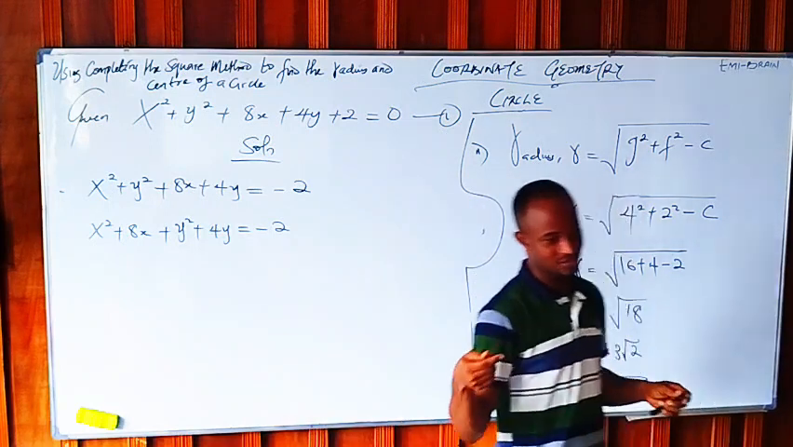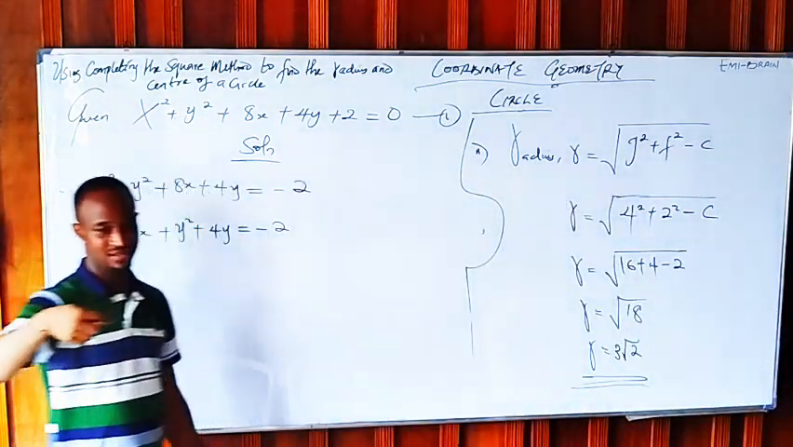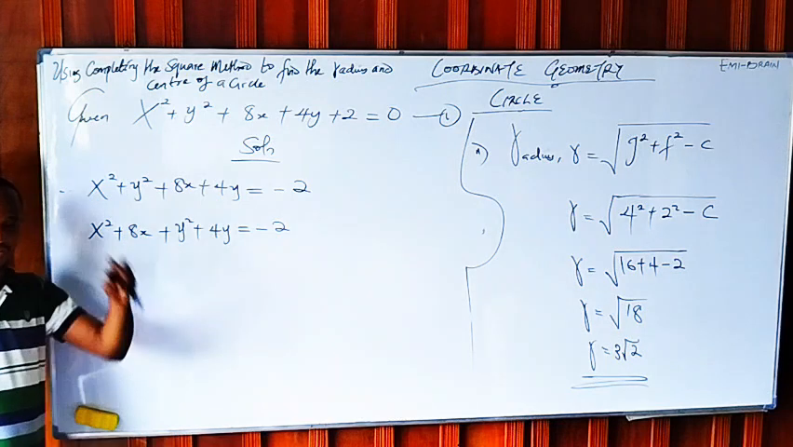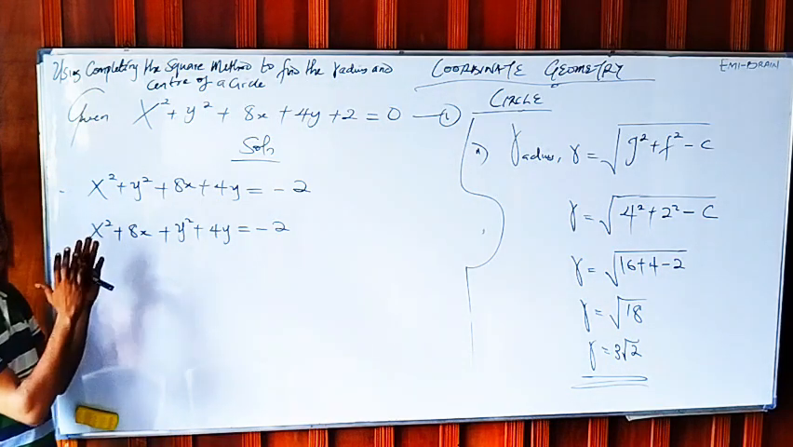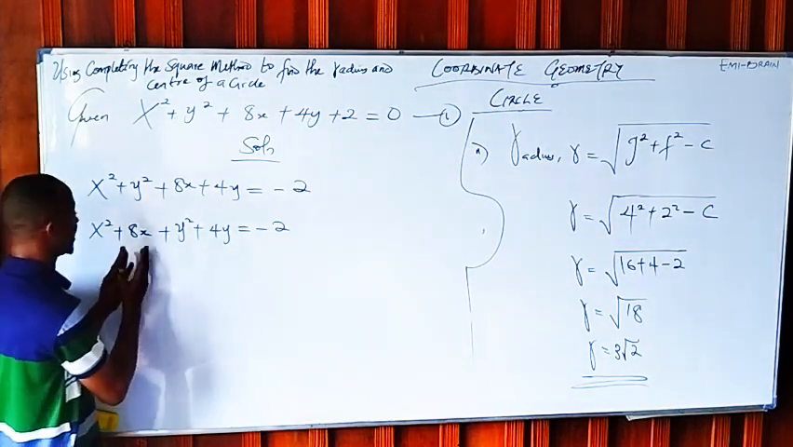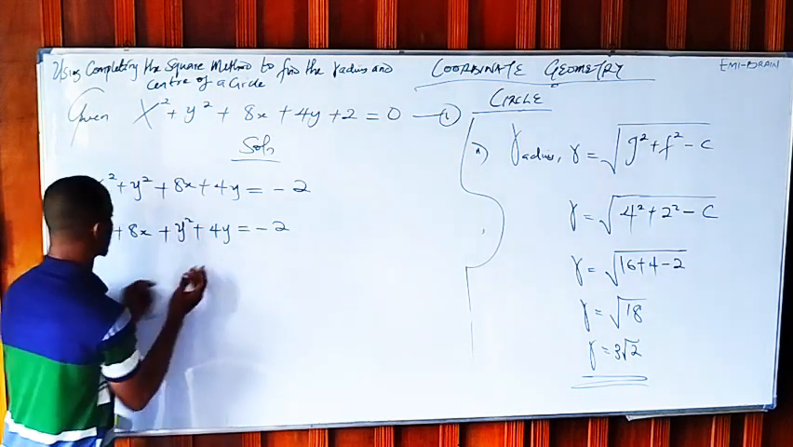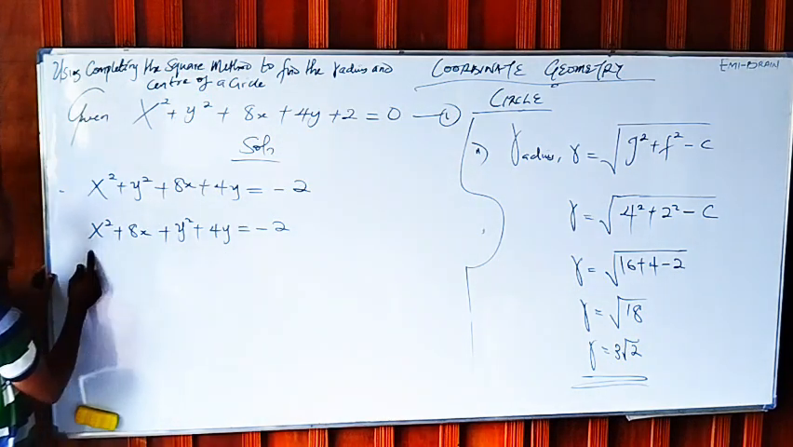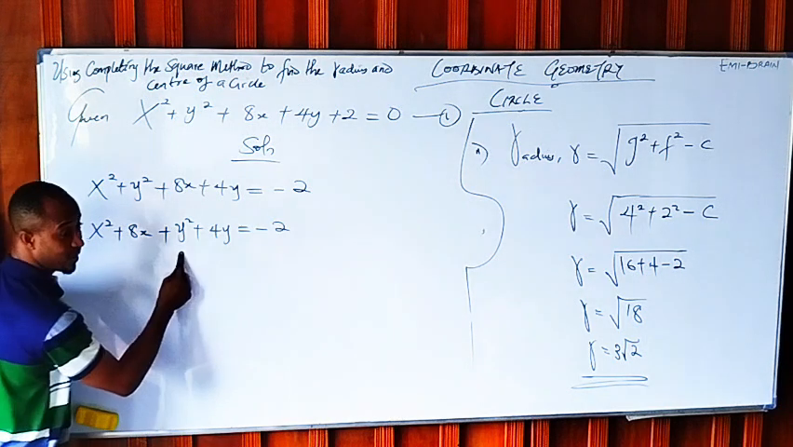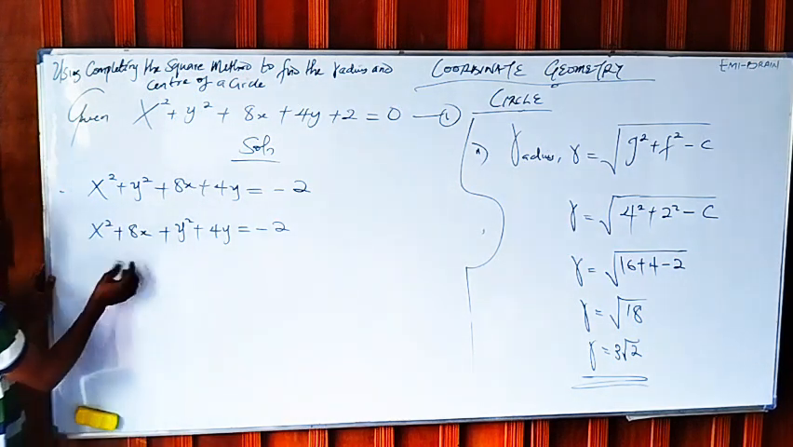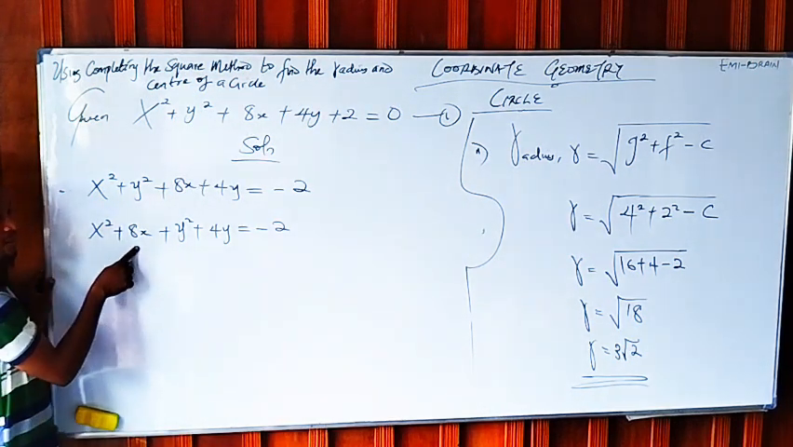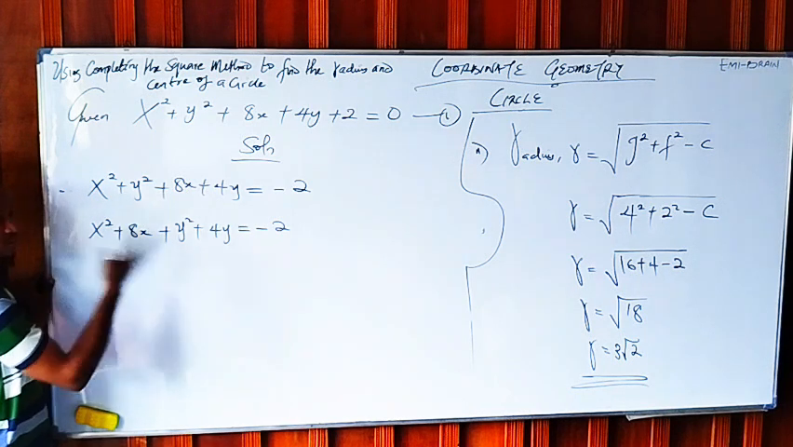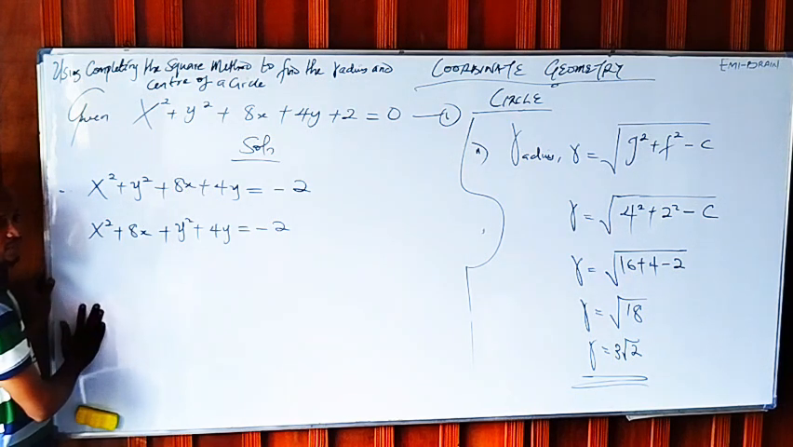You take half the coefficient of x, square it, and add it to both sides. Not just for x, but for x and y, because we have two quadratic expressions here. We have one for x and one for y. Is it not so? So that means I will take half of this 8 and square it, then add to both sides. Can we proceed?